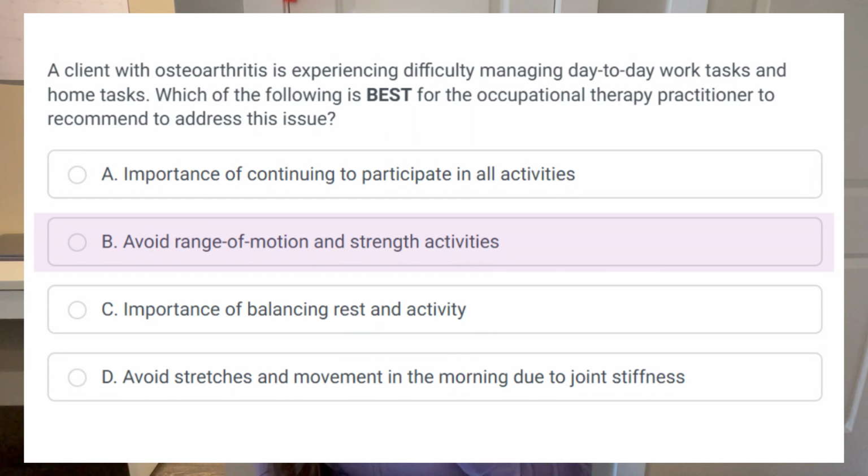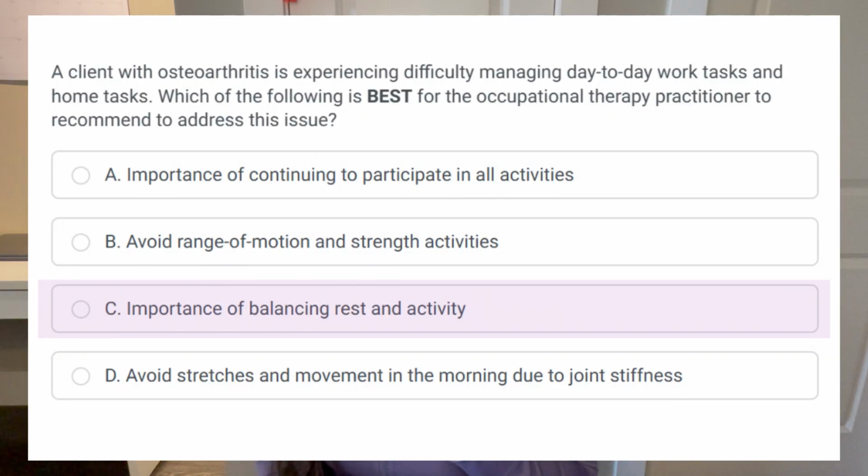So next we have option B, avoid range of motion and strength activities. So this option is something that I don't think I'm going to pick. I don't think that I would recommend someone with osteoarthritis to avoid all range of motion and strengthening activities. I think that is a pretty important part of recovery or treatment for them. As occupational therapists, we almost always recommend to continue range of motion and strengthening activities because the moment that you stop doing those things is the moment you're going to steadily decline. So option B is out for me.